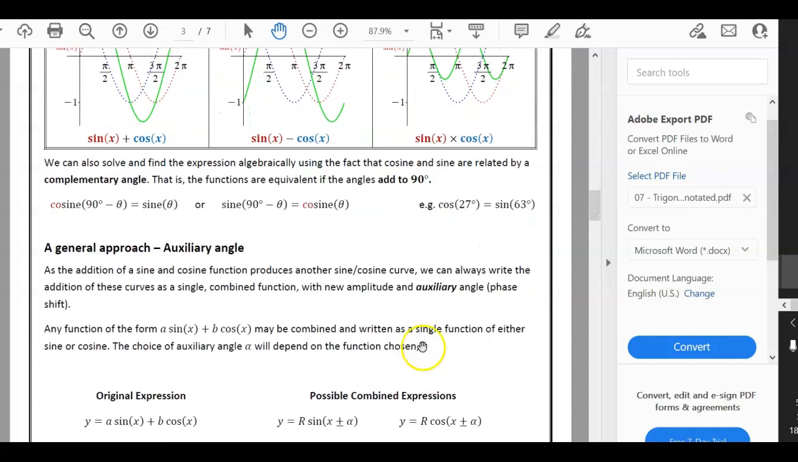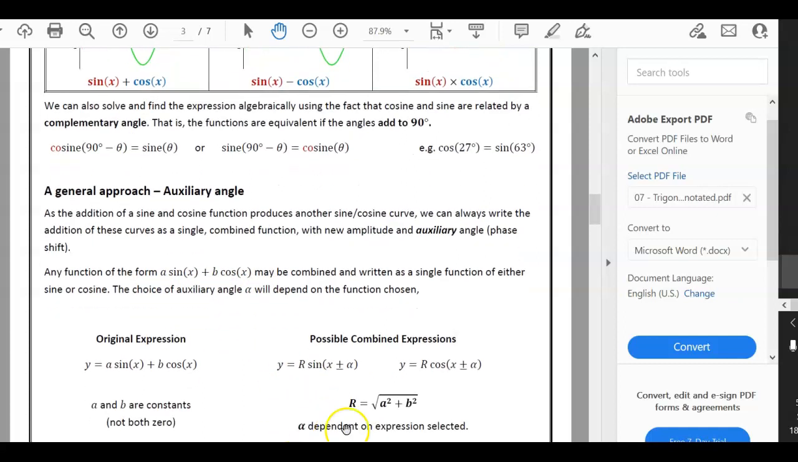So what we're basically looking at in the auxiliary angle topic is a function of the form a sine of x plus b cos of x. We're going to be given something like that, and we're probably going to be asked to write it in one of these four forms below: an amplitude times sine of x plus or minus the auxiliary angle, and likewise with the cos.